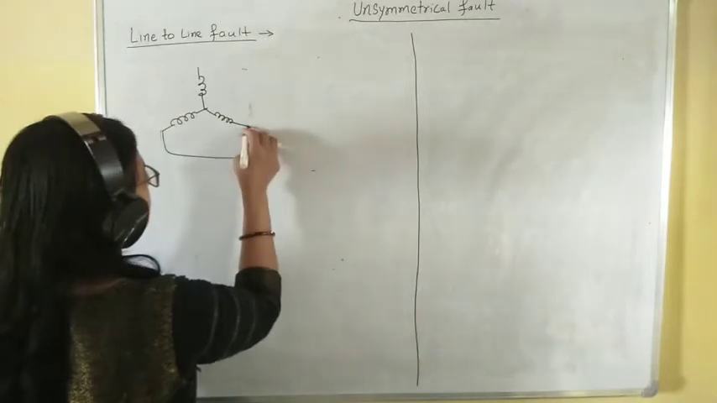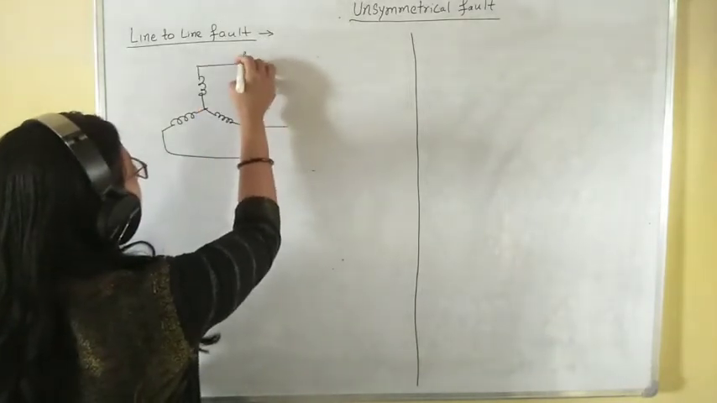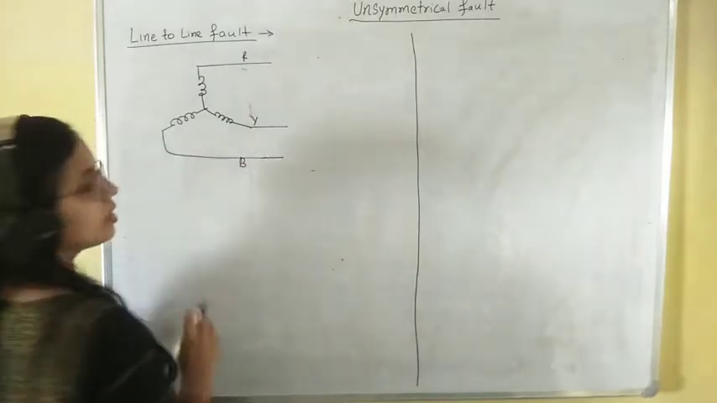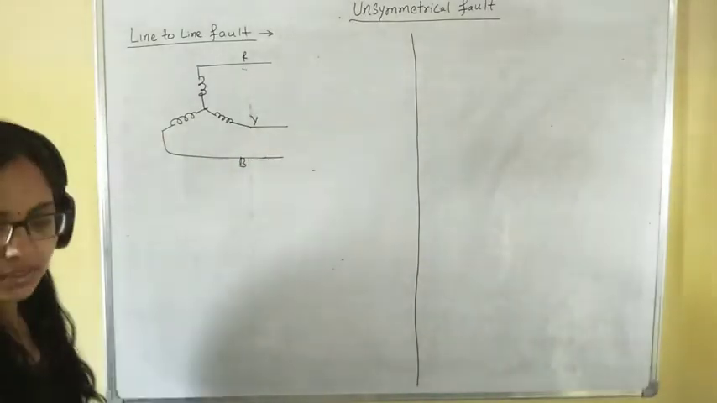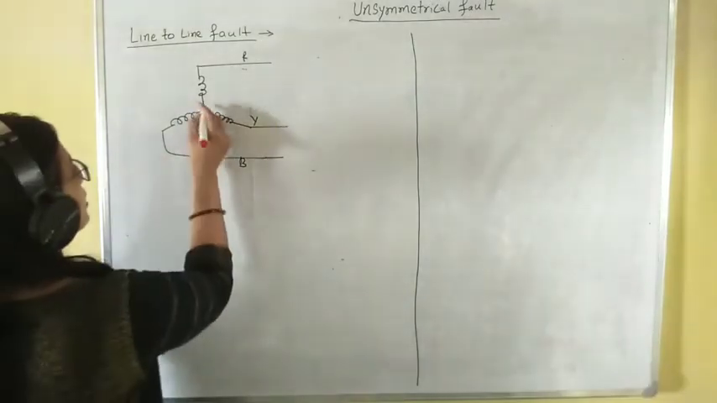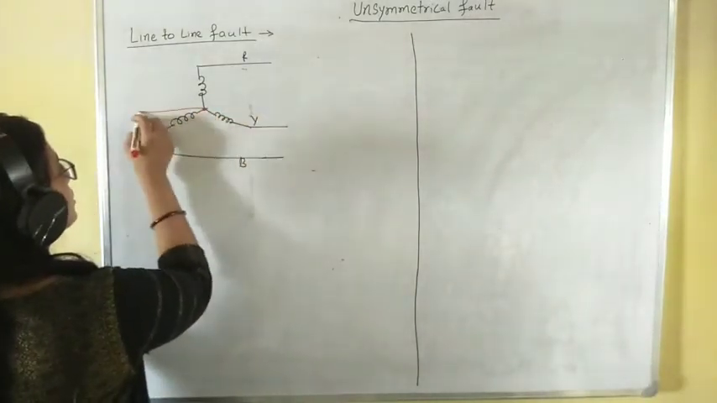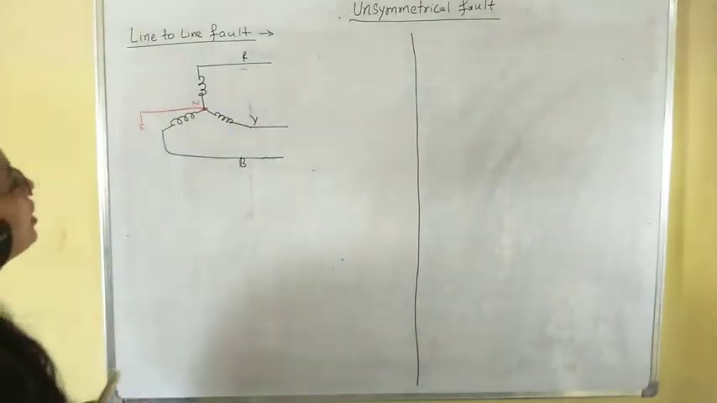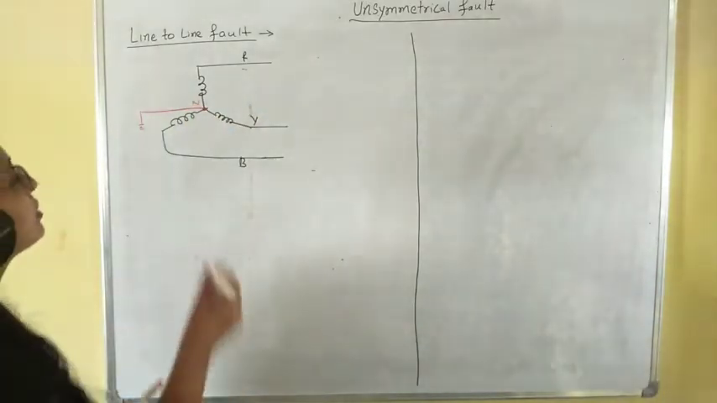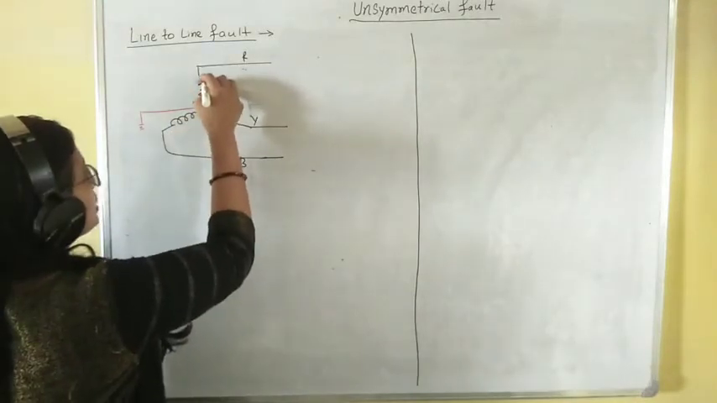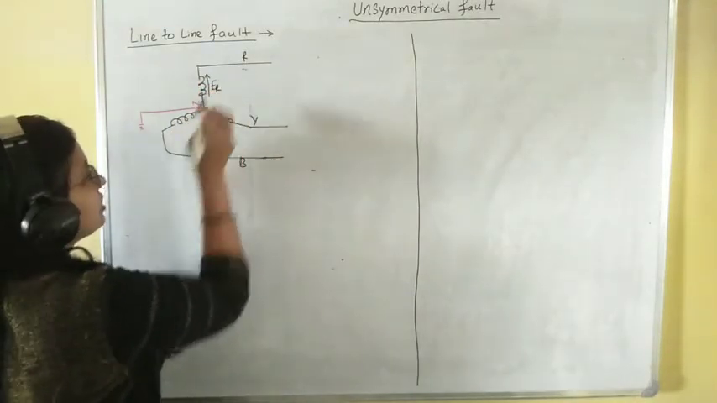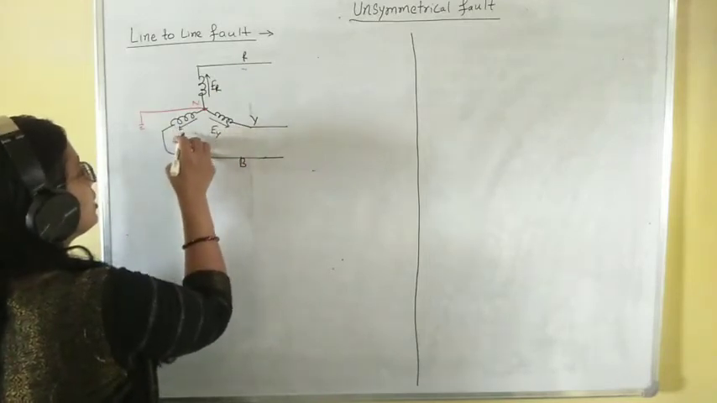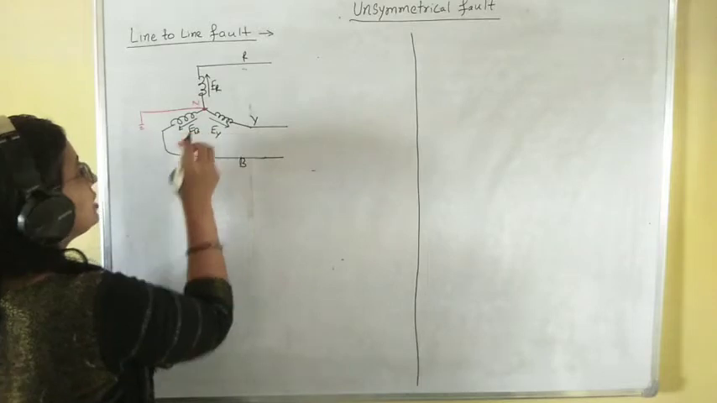It has three phases R, Y and B. Then this is its neutral point. It is grounded, denoted as N. Now the phase induced EMF of R is ER, for Y it is EY, for B it is EB.